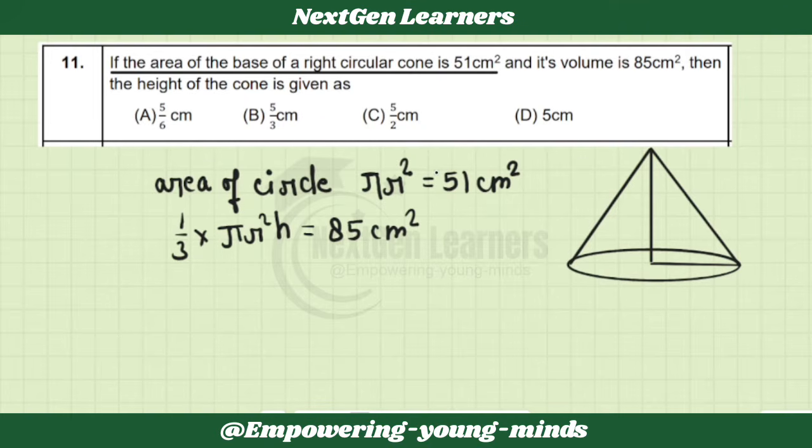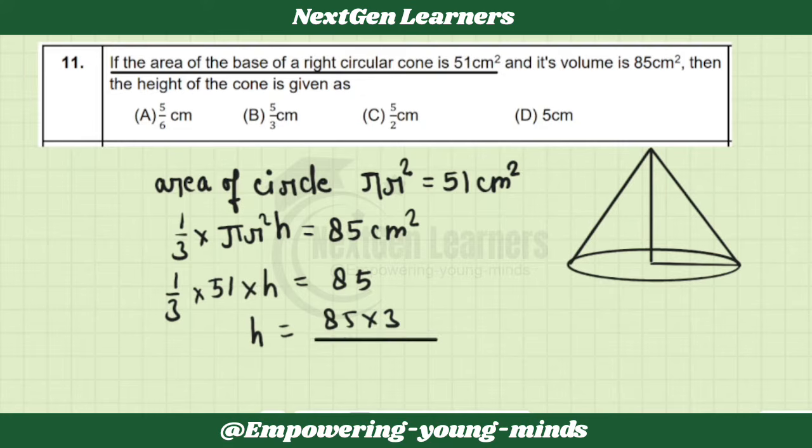So let's put the value of pi r square as 51 in this formula. So 1 upon 3 multiply 51 multiply h is equal to 85, and if I solve this, I'll get the value of h as 85 multiply 3 upon 51. If I solve this, I'll get the value of h is equal to 5 centimeter. So the height of the cone is 5 centimeter. Now let's move to the next question.